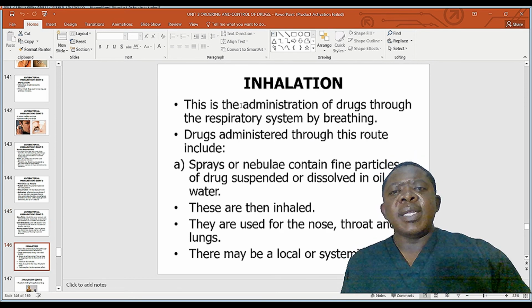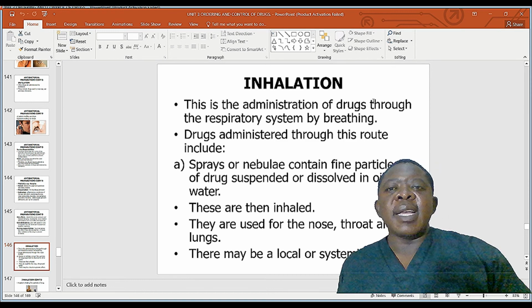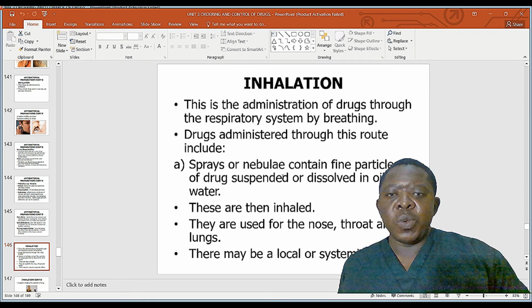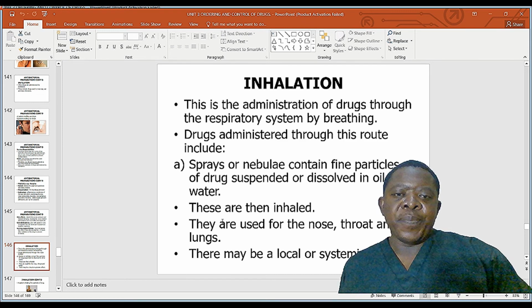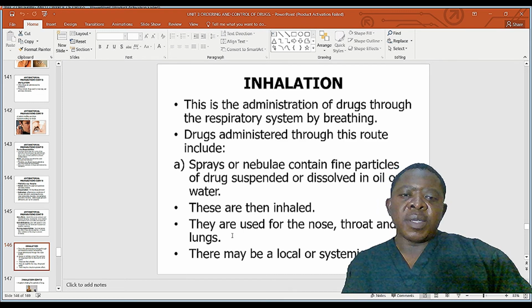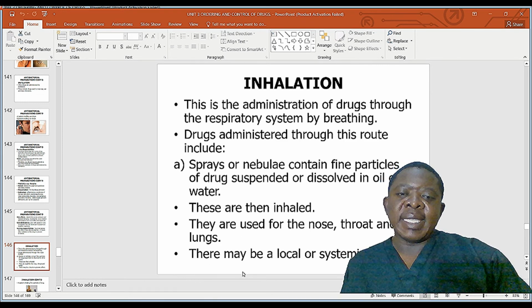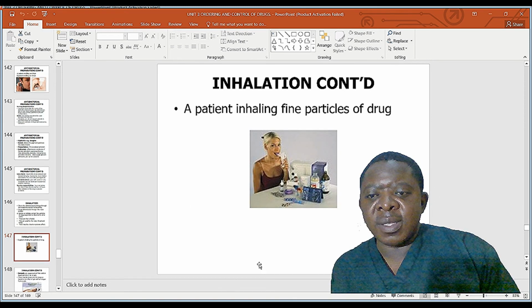Now let us talk about drugs that are given by inhalation. This is the administration of drugs through the respiratory system by breathing. Drugs administered through this route include sprays or nebules. You have nebules containing fine particles of drug suspended or dissolved in oil or water. These are then inhaled. They are used for the nose, throat, and the lungs. They may bring about local or systemic effects.